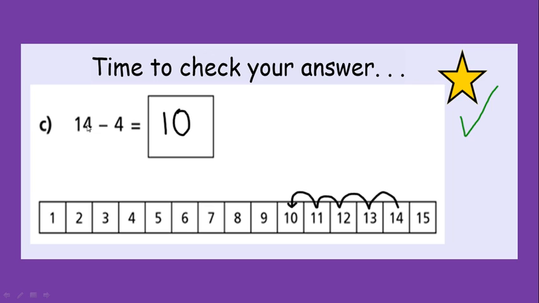Okay then, so 14. Yep, that's right, I have to start on 14. That's the number I was given. And then it's telling me I've got to take away 4. And if I'm taking away, my number has to get smaller, so I'm going backwards. Take away 1, take away 2, take away 3, take away 4. And it's landed me on number 10. So the answer is 10. 14 take away 4. And you can actually see it really cleverly here. If you've got 14 and you're taking away 4, take away those 4 extra ones and you're left with 10, aren't you? So that was quite a good one to work out.